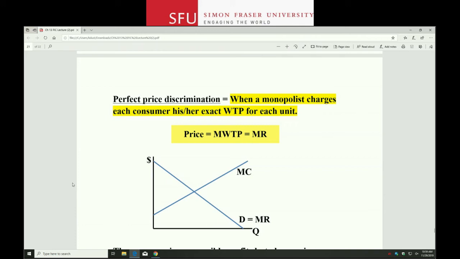So like I say, I'm willing to pay $10. They make me pay $10. They sell me the good. They have a marginal revenue of $10. And then let's say you're willing to pay $8. So they sell you the good for $8. Their marginal revenue is $8. So if I'm willing to pay 10 and you're willing to pay 8, then that's their marginal revenue.